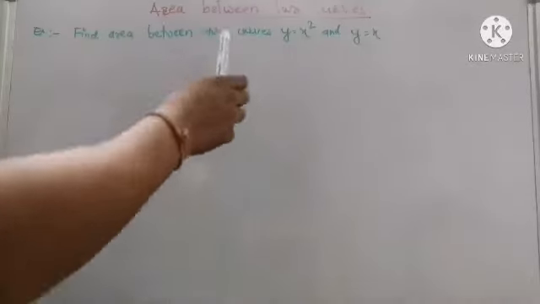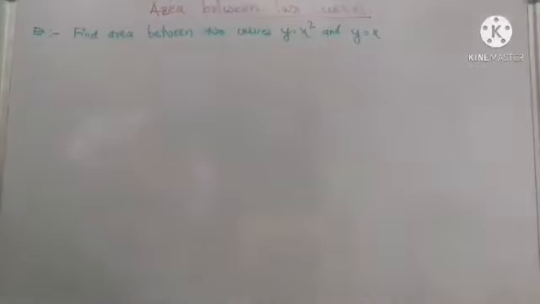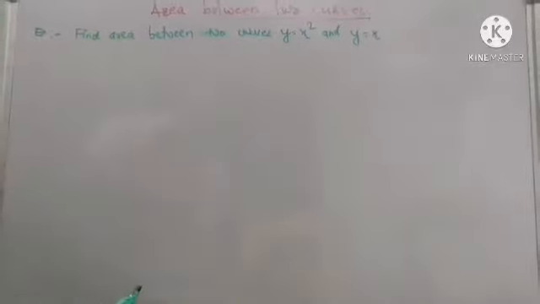Find the area between the two curves y is equal to x square and y is equal to x. As you can observe here in the example, we have been given two relations between x and y, that means given two equations of curves.